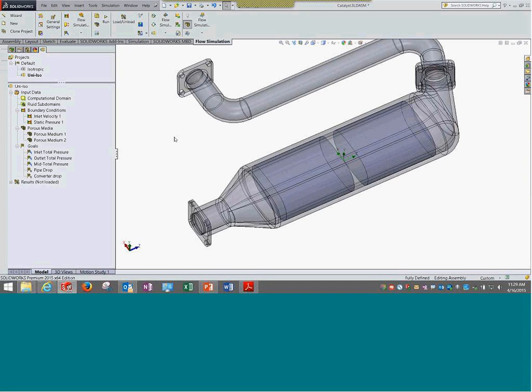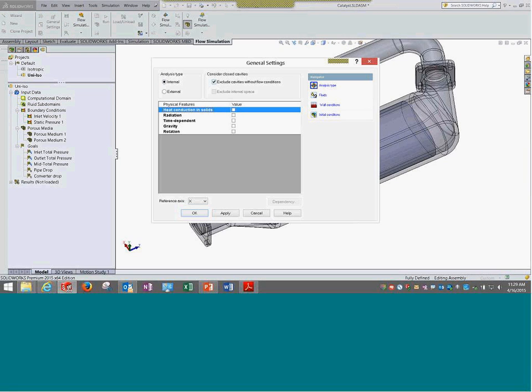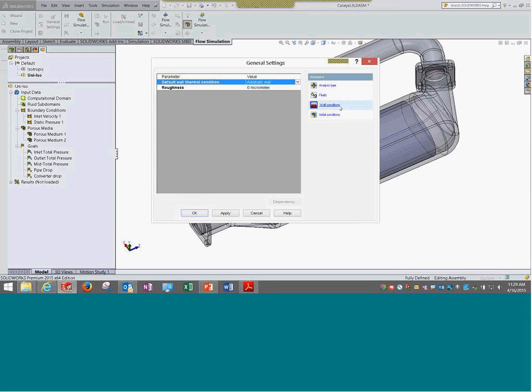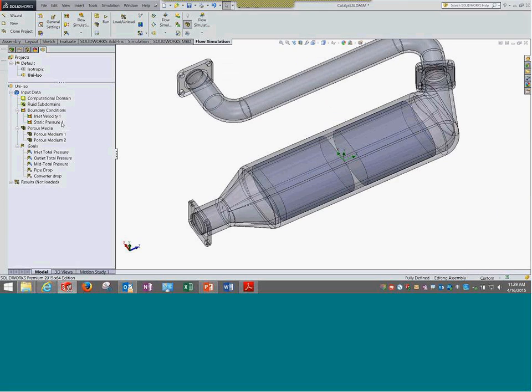Okay, the internal flow analysis. None of the options have been selected. We have the liquid as the fluid, wall conditions default, no other settings. That's it. The area is added for internal flow analysis. And those have every condition. One of them is the inlet velocity.